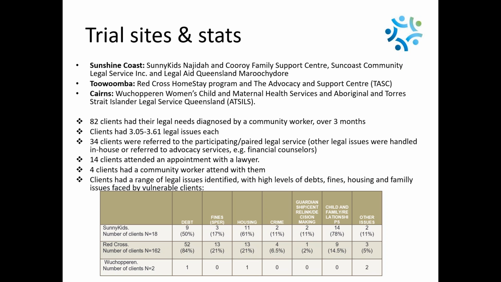But again, 50% of them had a debt issue, 61% of them had a housing issue. The housing issue was interesting to me because although a lot of these women were escaping domestic violence, so they were in temporary housing, the nature of the questions in the legal health check about housing, but also about income, yielded some avenues for advocacy that the Sunny Kids domestic violence workers weren't thinking about, and led to housing outcomes for their clients.